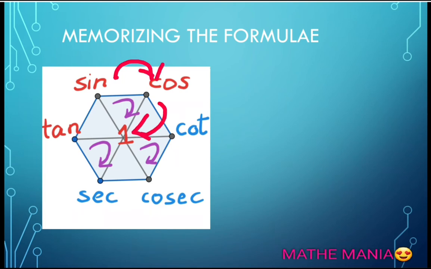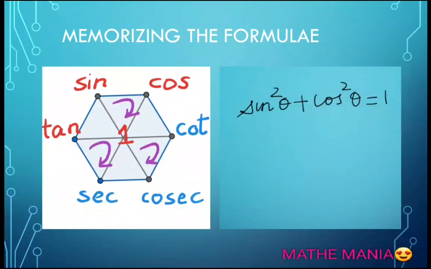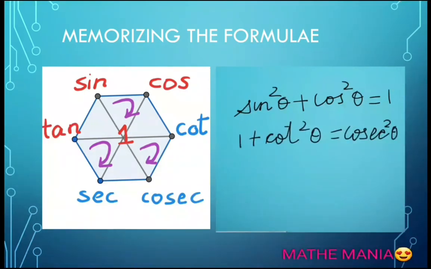Same way, I'll get other identities using the same method. So you can see the first identity, I get sine square theta plus cos square theta is equal to 1. Now if I take this second triangle and again go clockwise in this triangle, I will get the second identity, 1 plus cot square theta is equal to cosec square theta.